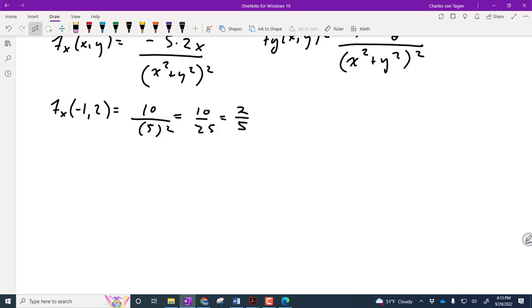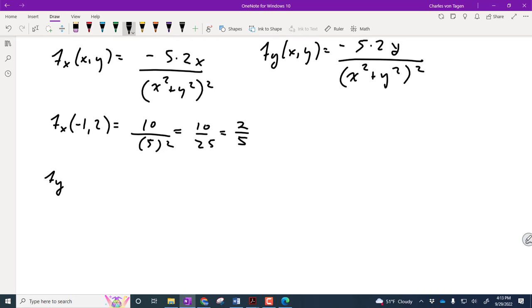And if we do f sub y of (negative 1, 2), that's 4, that's minus 20, the denominator hasn't changed, so we end up with minus 4/5.